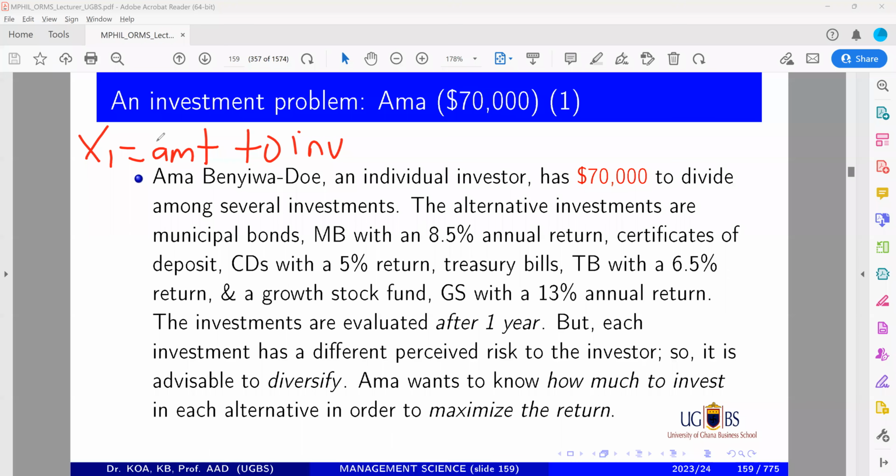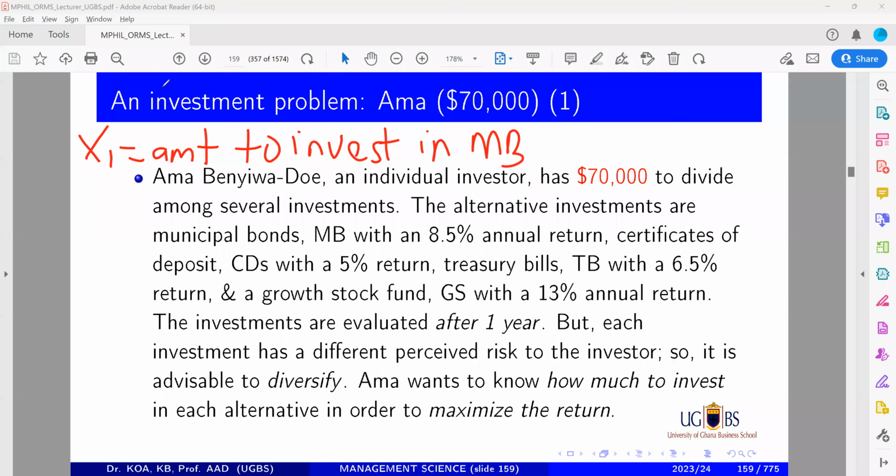Guys, you have to write it because it's language. If you don't write it, you don't get it. So that is the amount, not the percentage. She doesn't even know the percentage, but the amount, because she has the amount. She has 70,000. How much should go into this, go into that? And what is the reason why she has to make that decision? Who can tell me? Why should Amma decide how much should go into each one of these?